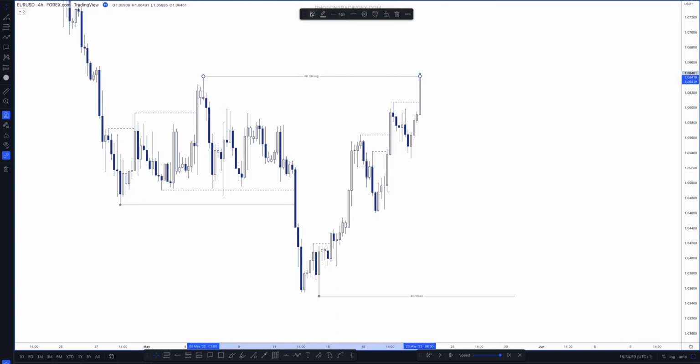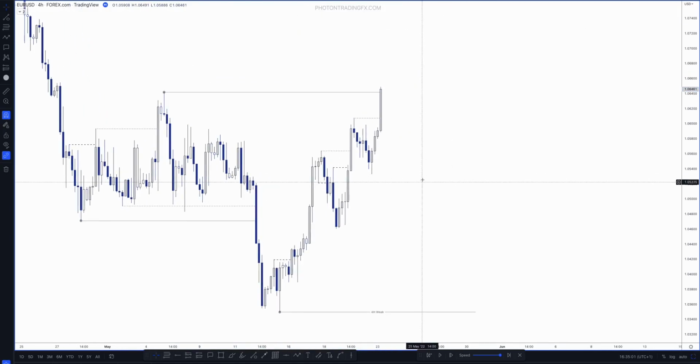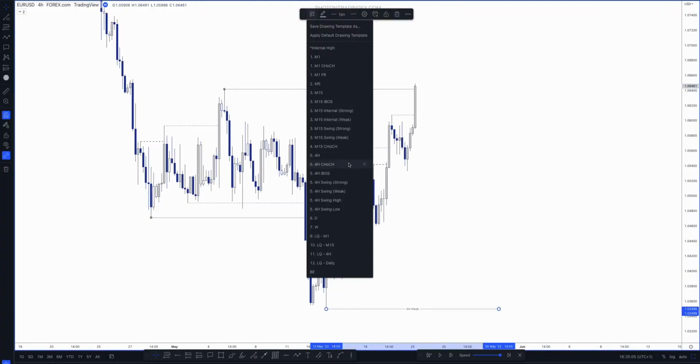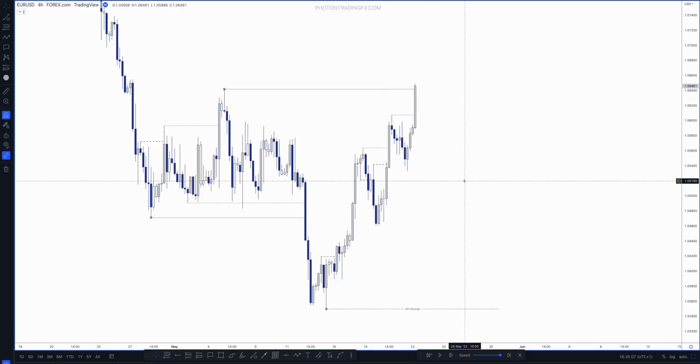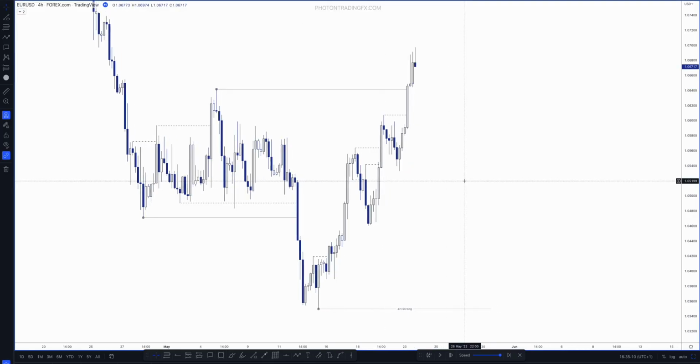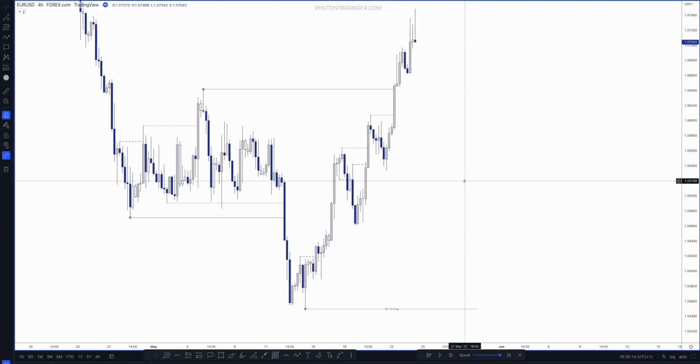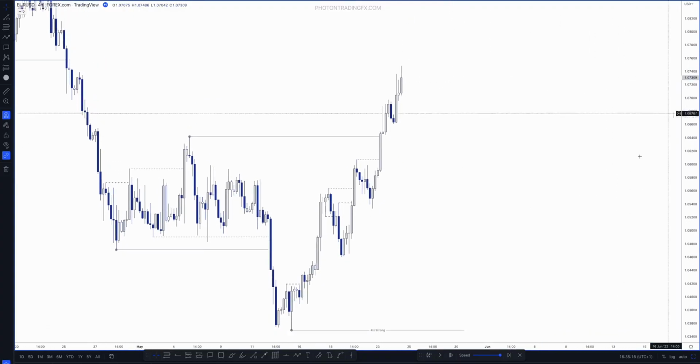So the 4-hour chart is now confirmed bullish. So let's see what happens. All right, and now this weak low becomes a strong low, right? Cool. So we continue to the upside. That's just a fractal pullback. Again, another just a fractal pullback.